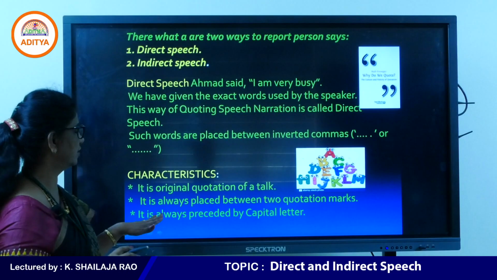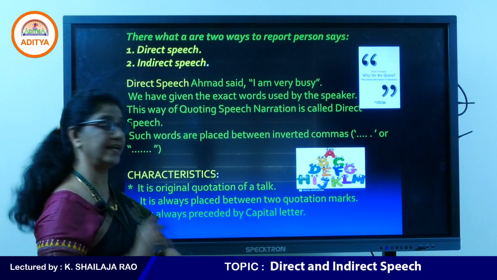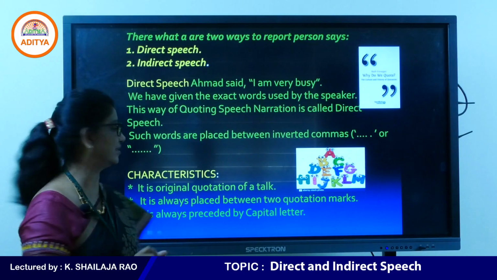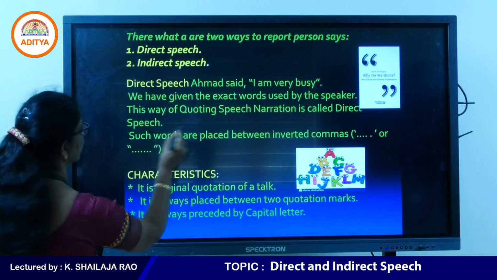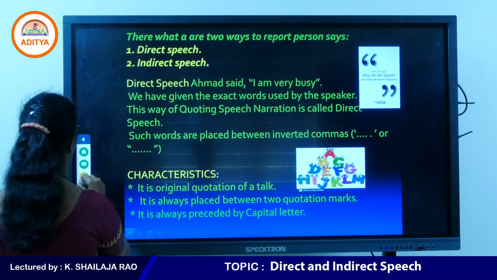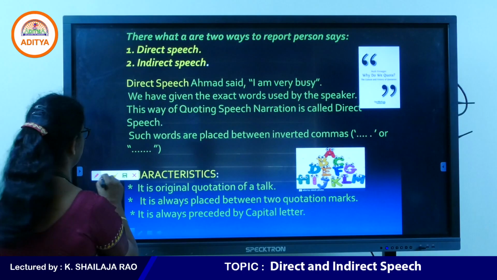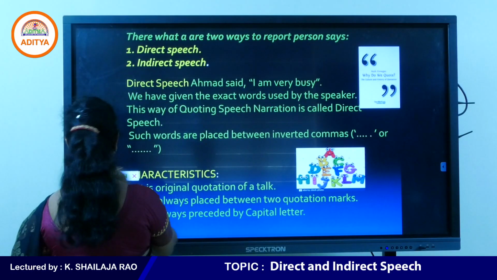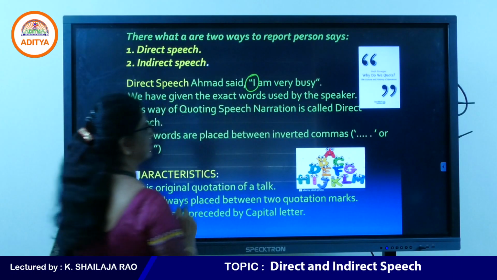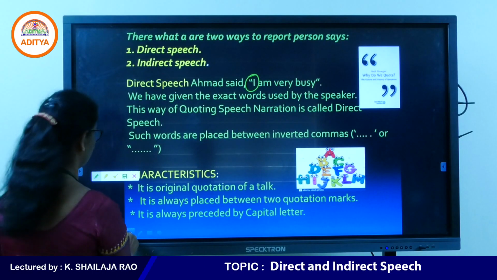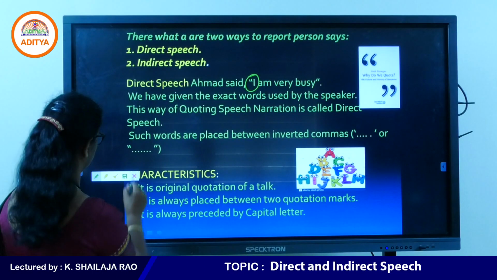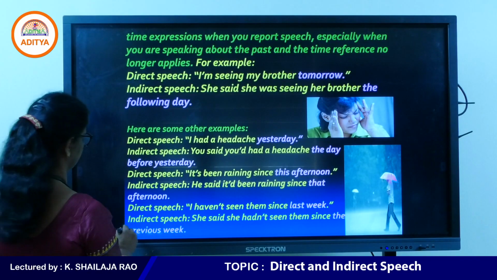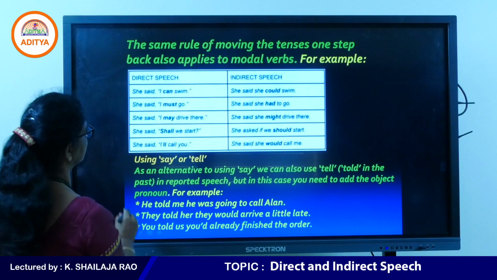It is an original quotation. It is always placed between two quotation marks and always begins with a capital letter. Did you notice whenever direct speech starts, the first letter is always capital? Wherever you go, everywhere it's I, so I is always a capital.